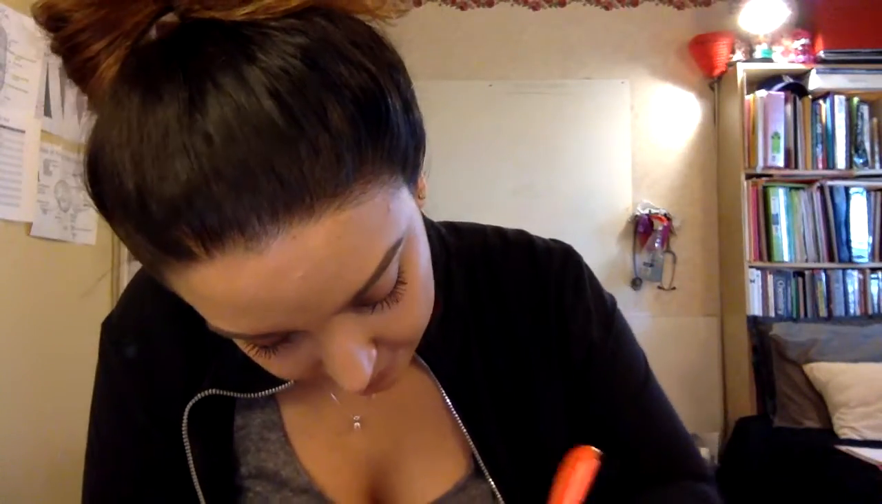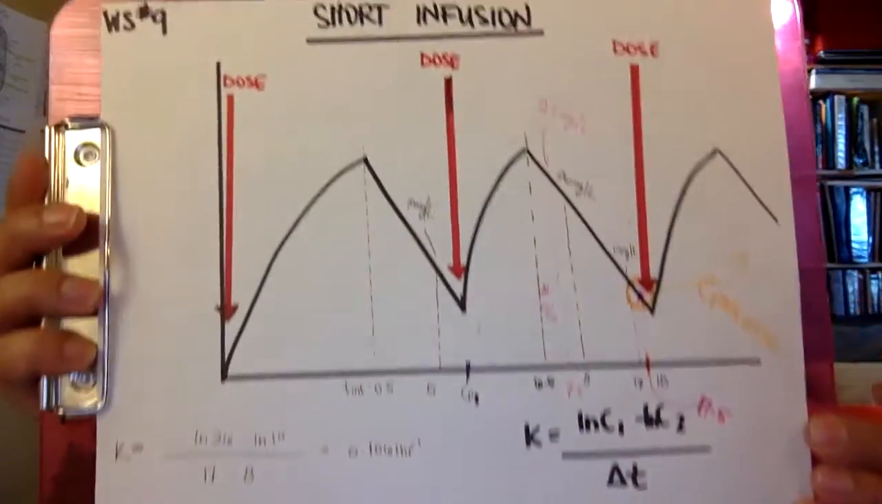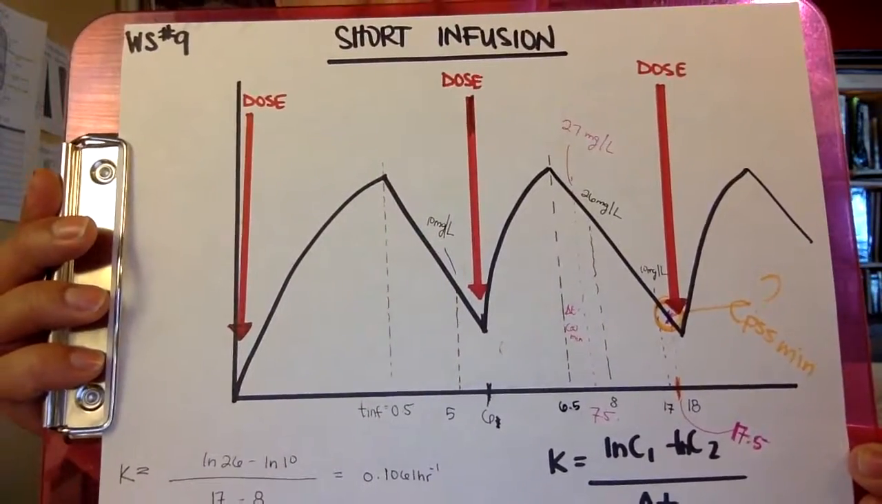Because it's asking you what is the CPSS min 30 minutes prior to the next infusion. And then we want to know that concentration. We don't know that. We want to know that right there. So let's go ahead and draw that. CPSS min, that's at 17.5.